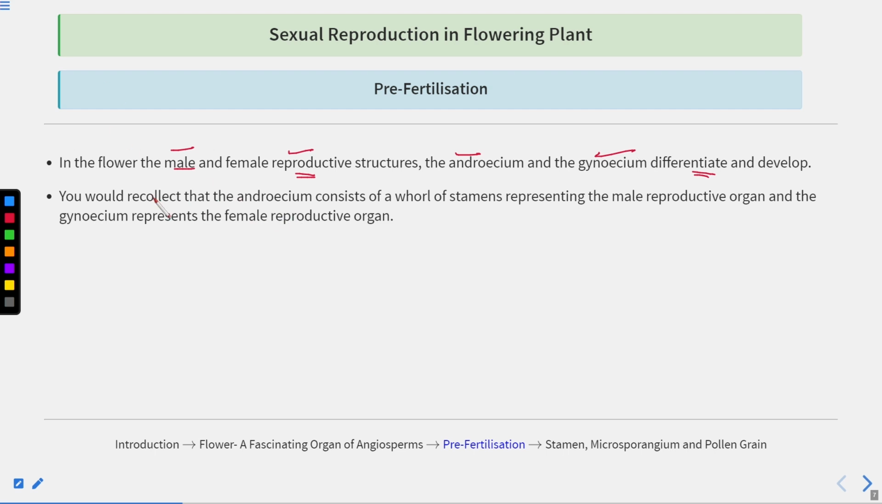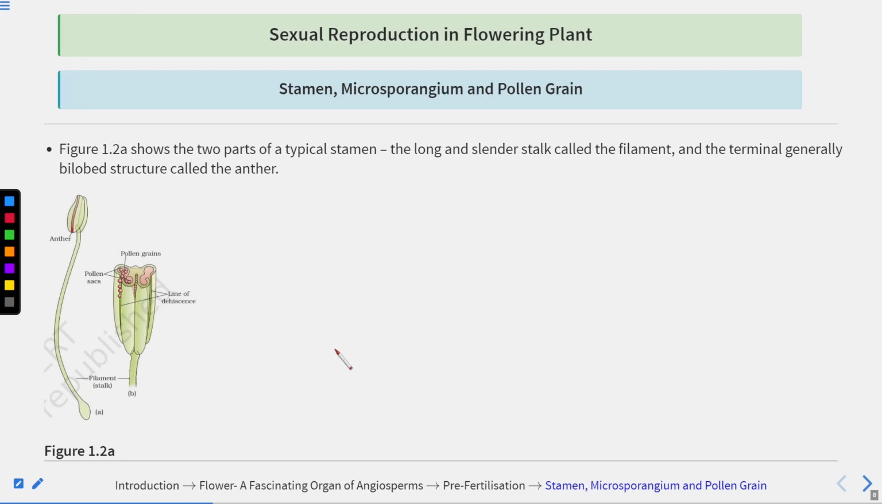Alright, now we can recollect that androecium consists of a whorl of the stamens representing the male reproductive organ, and the gynoecium represents the female reproductive organ. Okay, next, now this is a diagram which shows the two parts of the typical stamen. So you can see this image A. Stamen consists of a filament and an anther. And then the terminal generally bilobed structure called the anther. So this structure is known as the anther and it is generally bilobed.